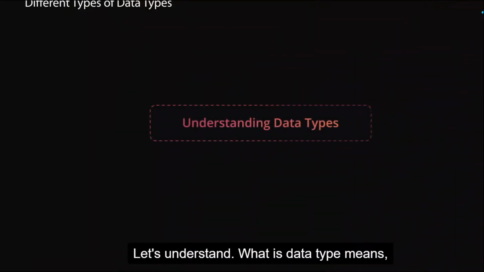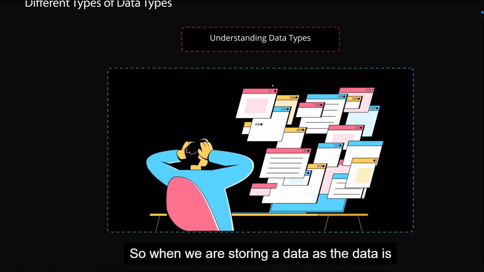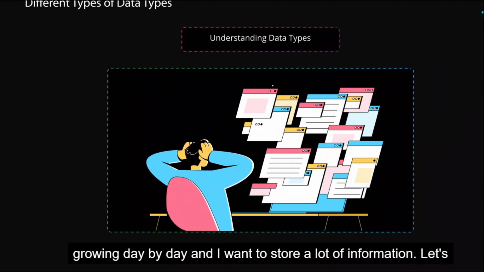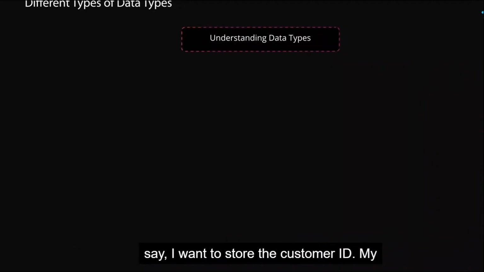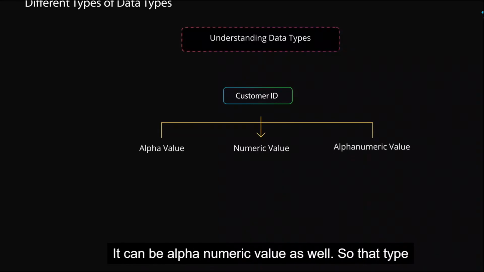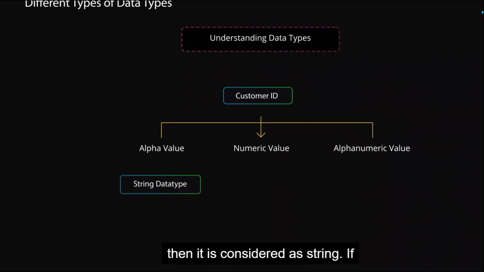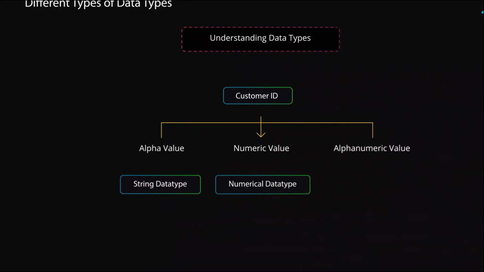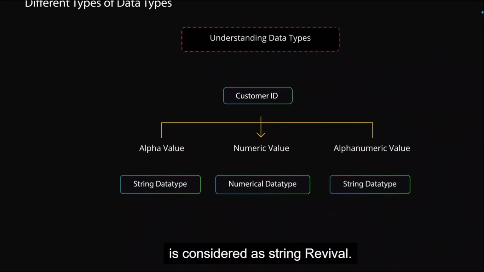Let's understand what data type means first of all. When we are storing data, as the data is growing day by day and I want to store a lot of information, let's say I want to store the customer ID. My customer ID can be an alpha value, a numeric value, or an alphanumeric value as well. If we have alpha values, then it is considered as string. If it consists of numbers, then it is a numerical data type. And if it consists of alphanumeric, then also it is considered as string data type.